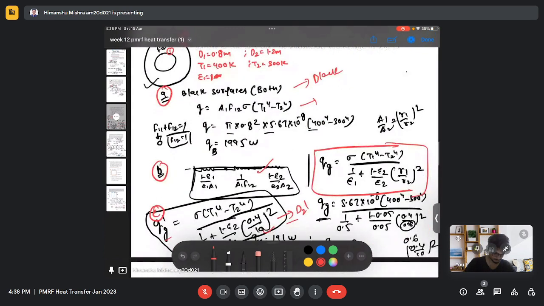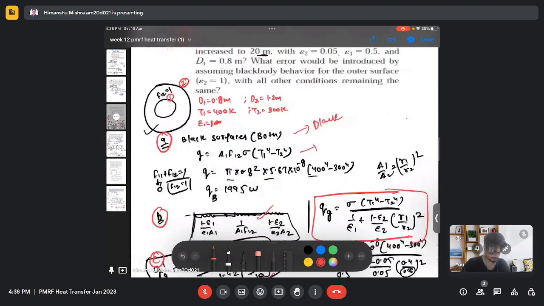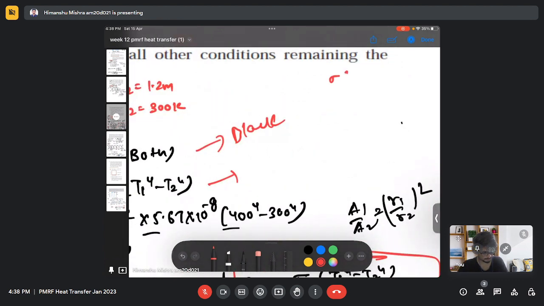Sir, for the black body you have written Q is equal to A1 F12 sigma (T1 raised to power 4 minus T2 raised to power 4). And for the gray surface, it is sigma (T1 raised to power 4 minus T2 raised to power 4), and in the denominator, the emissivity and radiation resistance terms are there. So will this Q for the black body and Q for the gray body have the same units? No. Yes, because there is area in the numerator for one and here there is no area.